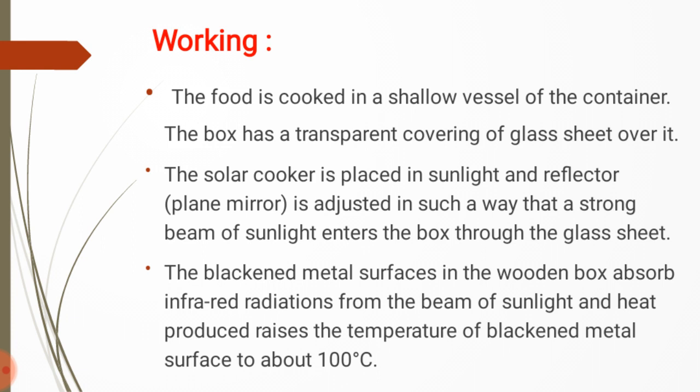The solar cooker is placed in sunlight, and a reflector, that is a plane mirror, is adjusted in such a way that a strong beam of sunlight enters the box through the glass sheet. That means the position of the plane reflector mirror is adjusted so that a strong beam of sunlight enters the box through the glass sheet.